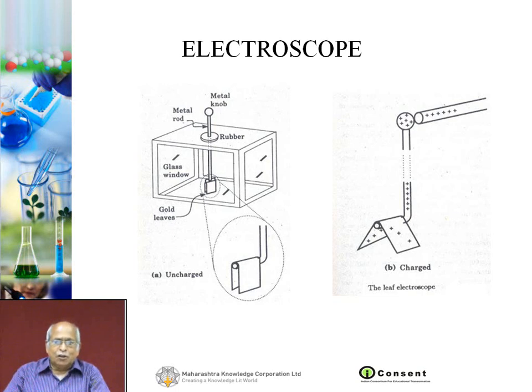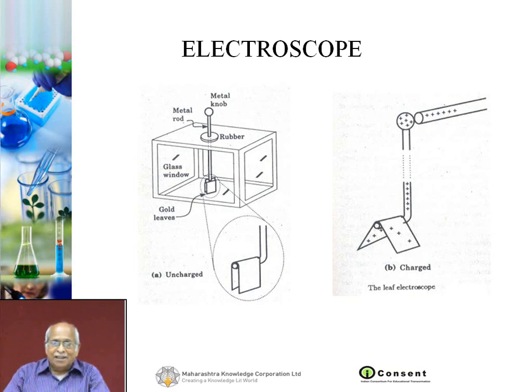Now you see a rectangular box, rectangular shape has no significance, it can be circular also, convenience only. So here you see a rectangular box. At the center of the box there is a metal rod. Metal rod is inserted in the box through an insulating support, rubber say. This rod has a spherical knob at the upper end, metal knob. Metal rod having a metal sphere at the upper end. It is called metal knob.